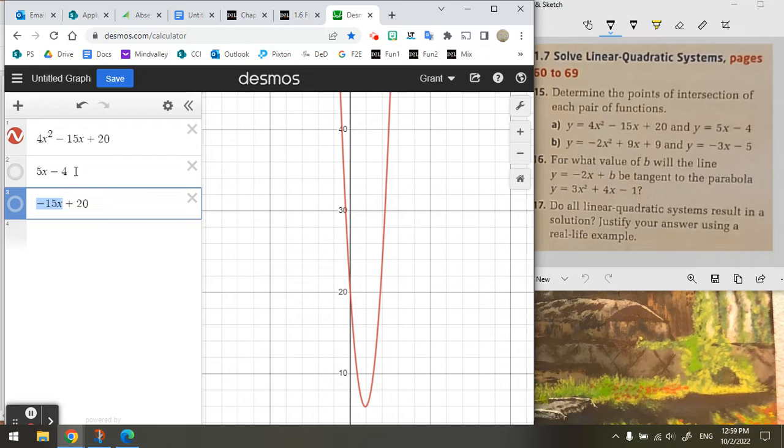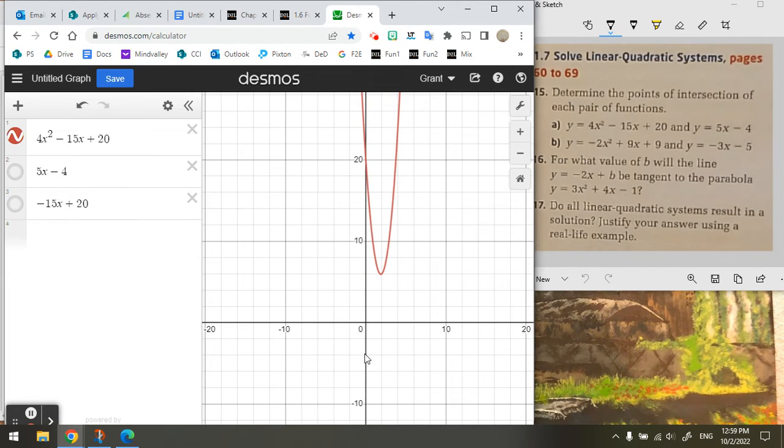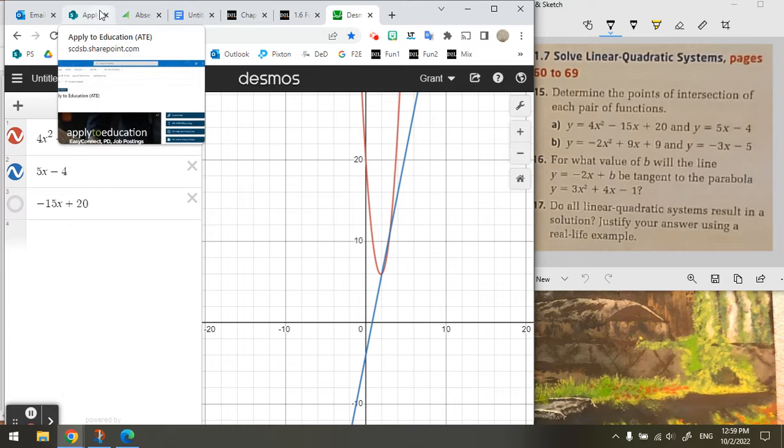Then I can imagine the line 5x minus 4. I know it crosses down there at minus 4 and it's rising very quickly. So if it crosses, I bet it crosses somewhere over there. Let's take a look. Okay, it does seem to cut the parabola at 2 points. So we're expecting to find 2 points of intersection.